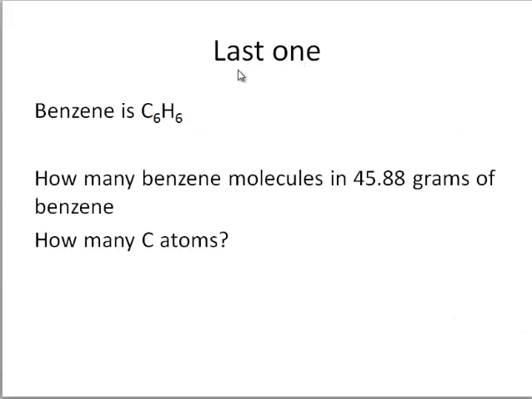Alright, last problem for this lecture. Benzene is a component of gasolines, and it has chemical formula C6H6. So benzene's a molecular compound, obviously. How many benzene molecules are in 45.88 grams of benzene? Question again is how many benzene molecules, not moles. How many carbon atoms are in 45.88 grams of benzene?